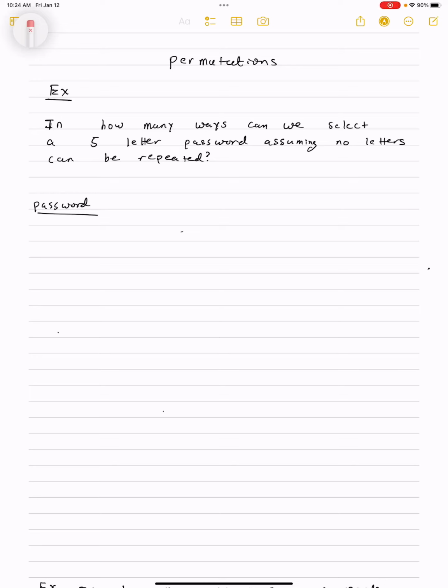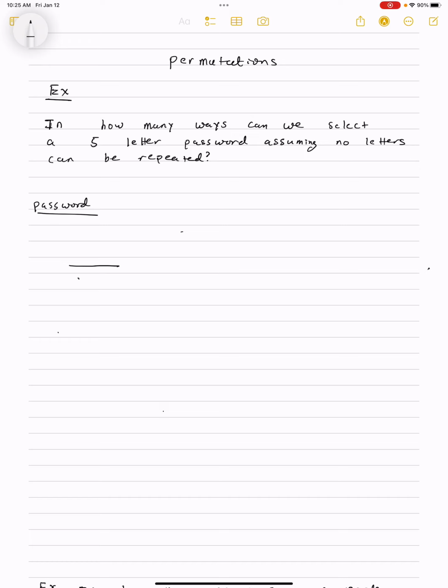Hi, today we're going to be talking about permutations. One thing that I want to just mention is that permutations arise naturally. Let's consider this example of how many ways we can make a 5-letter password, assuming no letters are repeated and for simplicity that all of the letters are lowercase.